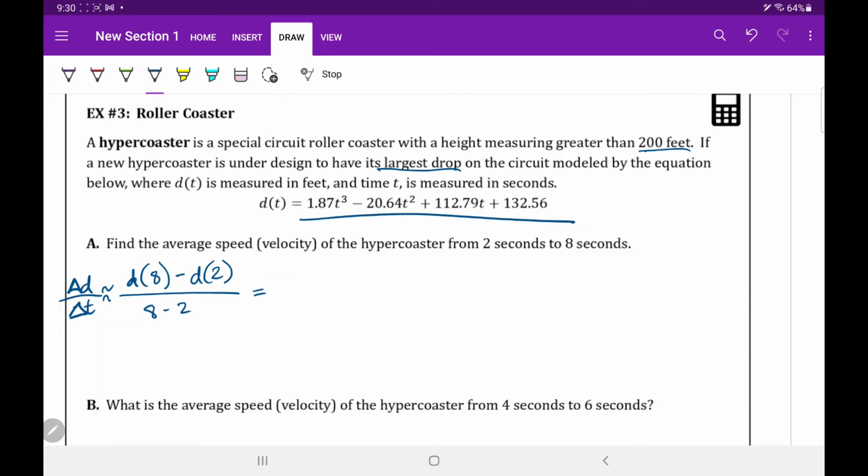So the first one is 671.36. If you haven't done it yet, pause the video and check your work. The second one, the d of t, is going to be 290.54. And that is all going to be divided by 6 because 8 minus 2 is 6. So you do your subtraction on the top, divide by 6, and you're going to get 63.47 feet per second.